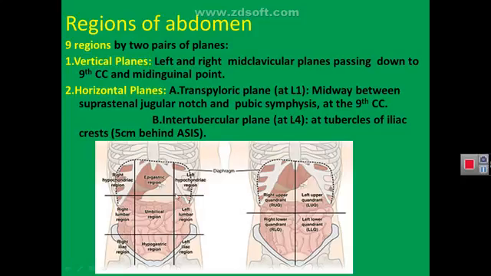But we will consider the transpyloric plane, which is at the level of the L1 vertebra, passing at the level of the 9th costal cartilage, and it is located in the middle between the suprasternal jugular notch and the pubic symphysis. The midpoint between the suprasternal jugular notch and the pubic symphysis is the transpyloric plane.